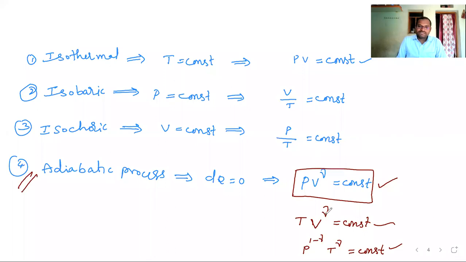Here gamma is the ratio of specific heat capacities, Cp by Cv.